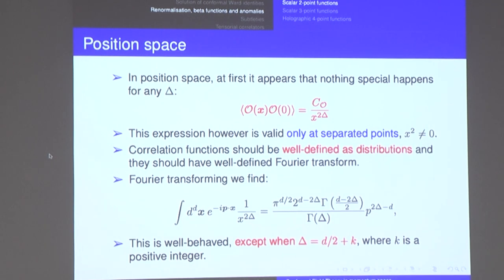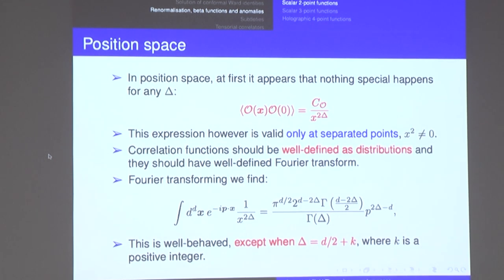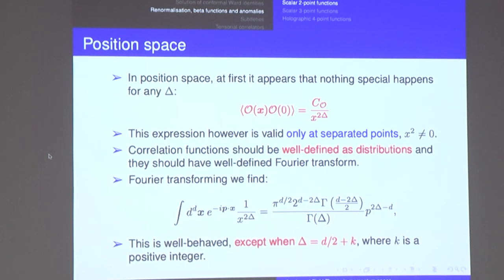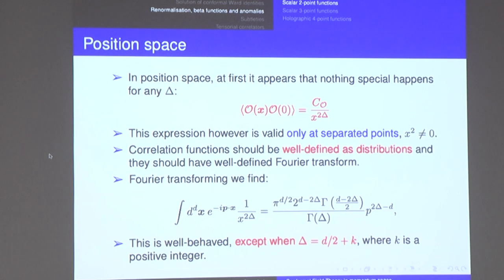But now if you look at this expression, when delta is equal to d over 2 plus k, the case which was special previously, then you get a gamma of a minus an integer, and that's ill-defined. So the correlator has a UV infinity. So I think this was, at least to my knowledge, first noticed by Osborn in 1989.